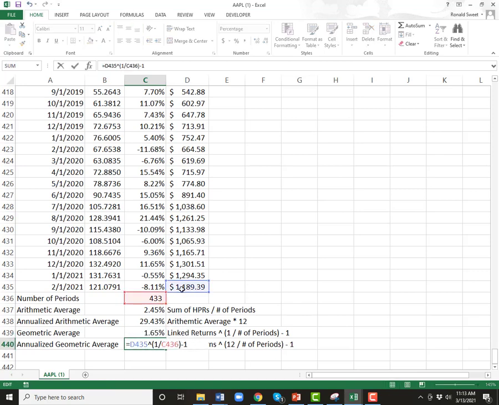So we're going to take the 1189.39, raise it to the 1 over 433 minus 1, except here we want to annualize, so we'll do 12, and there we get 21% as their annual return. No footnote again, because we have more than 3 months worth of data.